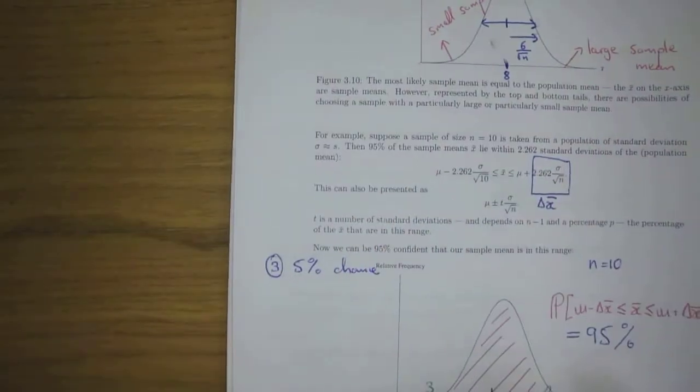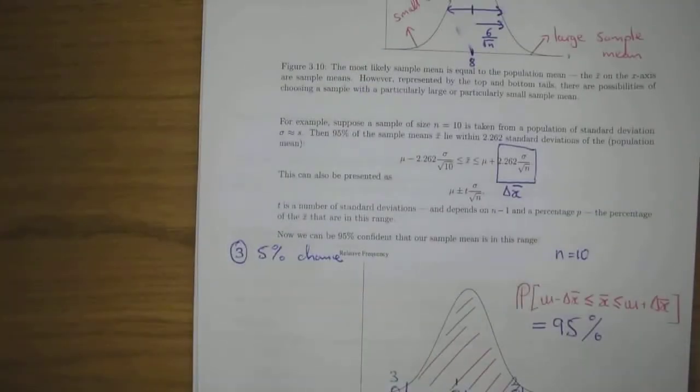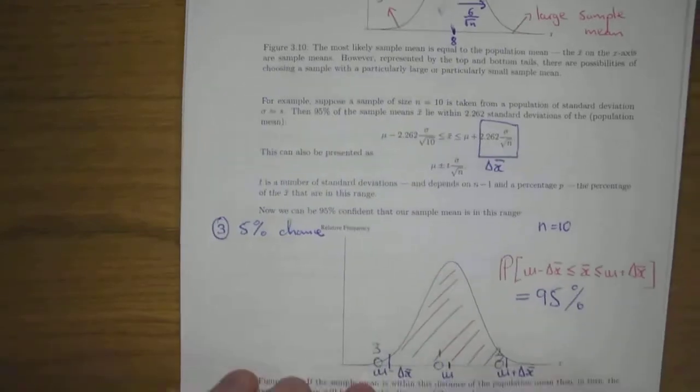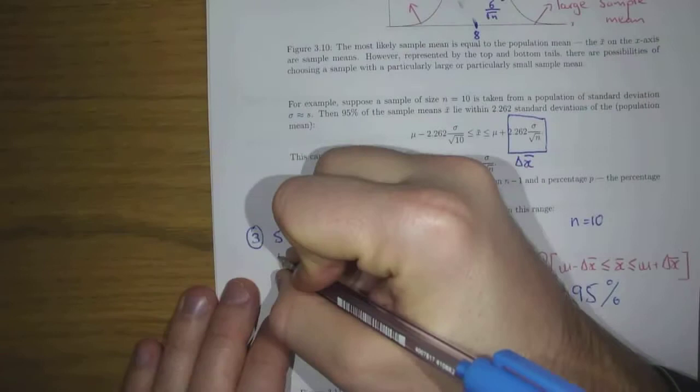I'm going to say that the sample is inaccurate, because what are we trying to do here? We're trying to take a sample of rods, say 10 of them, to estimate the average of all of them. There's a 5% chance that you're out here. So 5% chance of an inaccurate sample.